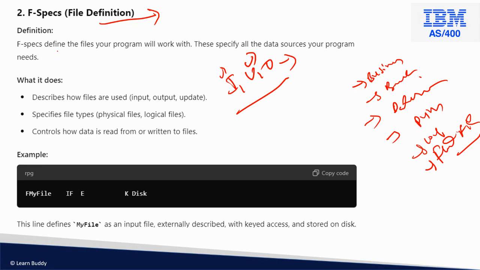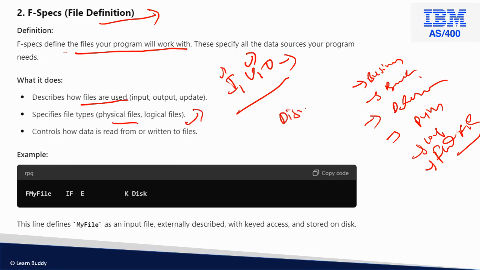The F spec defines the files in our program which we will work with. Whatever files you wanted to work with, you have to define them in the F specification. We specify all the data sources your program needs, and describe how the files need to be used. Since you are declaring the file, you have to tell the program how you wanted to use that file in your program, either as input, output or update. And specify the file types, like physical files or logical.